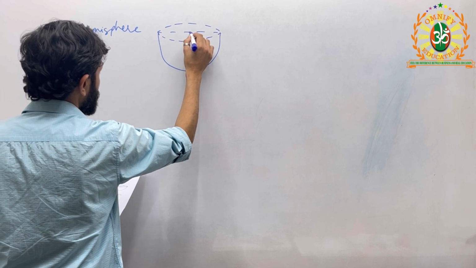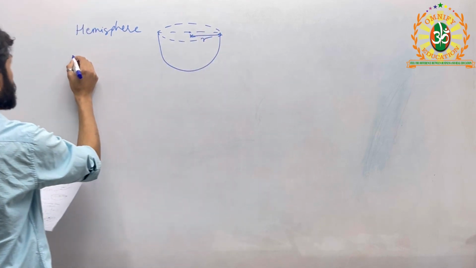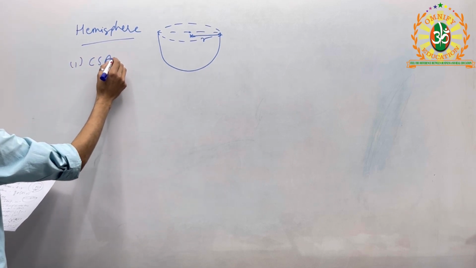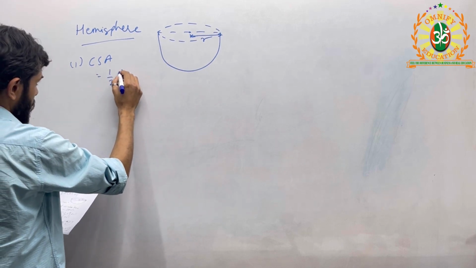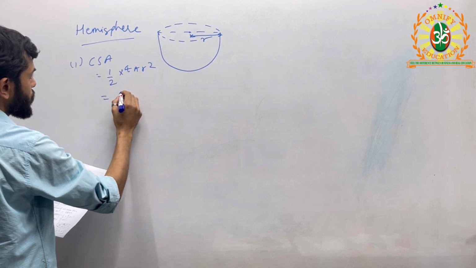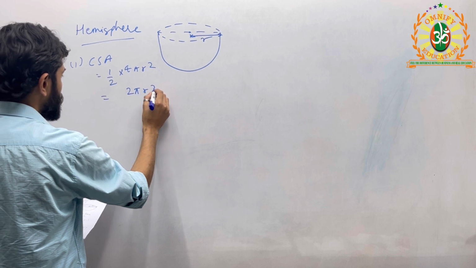In a hemisphere, let the radius be denoted by small r. First, the curved surface area. The curved surface area of a hemisphere would be half of the curved surface area of the sphere, which is 4 pi r square. So the curved surface area of the hemisphere would become 2 pi r square.